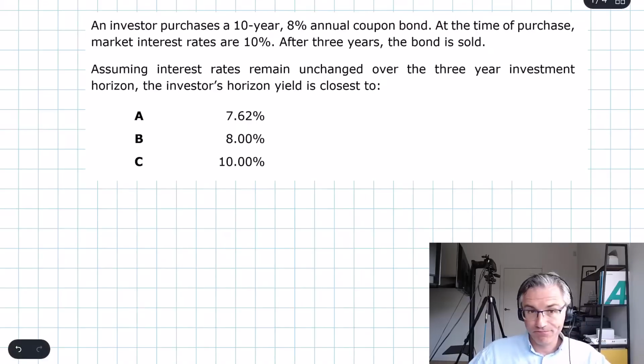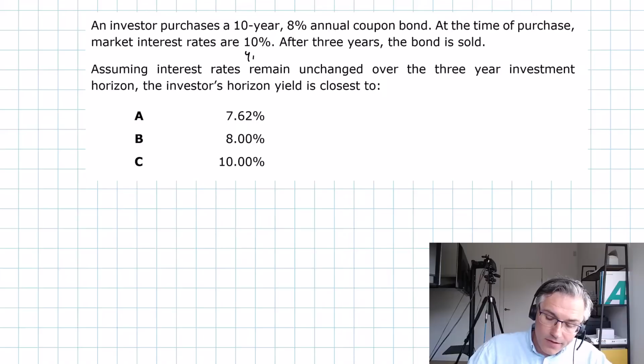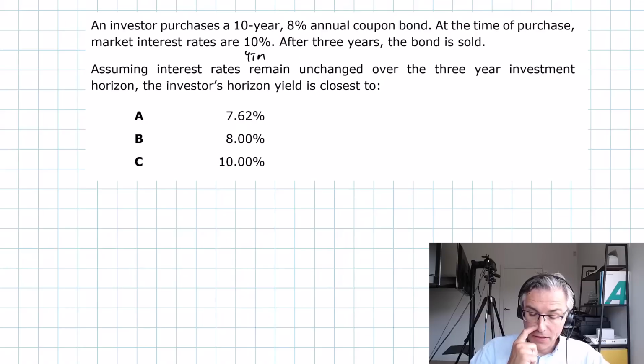The first one is, an investor purchases a 10-year 8% annual coupon bond. At the time of purchase, market interest rates are 10%. So that is going to give us the yield to maturity, 10%. After 3 years, the bond is sold. Okay, so sold before the maturity date. Assuming interest rates remain unchanged, meaning they are still at 10% basically over the 3-year investment horizon, the investor's horizon yield is closest to.